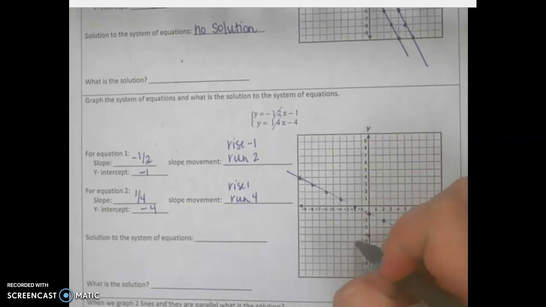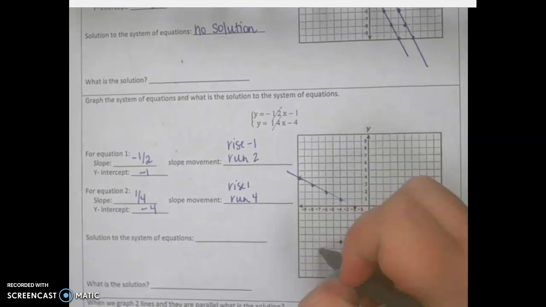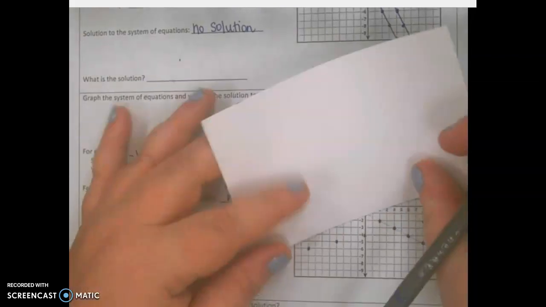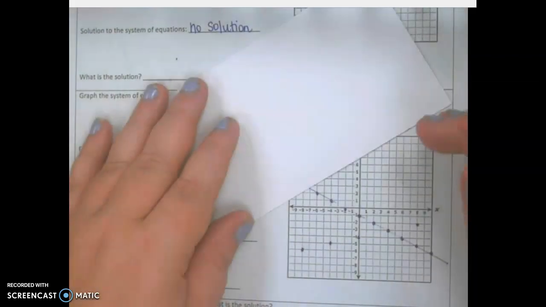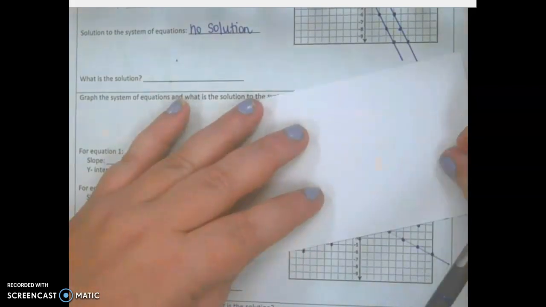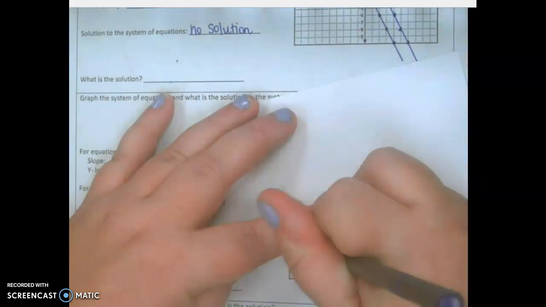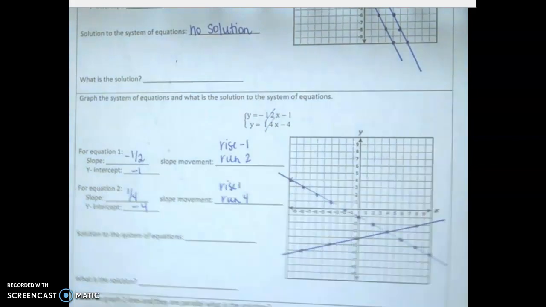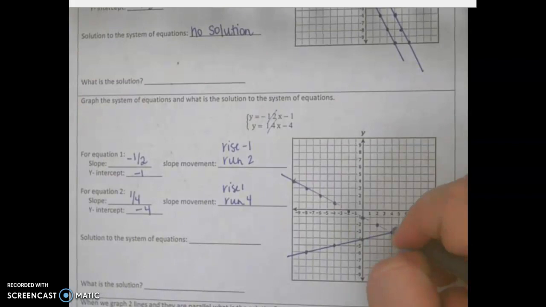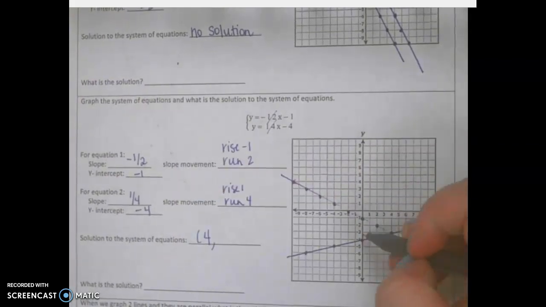Down. 1, 2, 3. Remember, in order to be one of those two special circumstances, I have to have the same slope. Uh-oh. Yep. Okay, sorry. I was looking at the wrong spot. All right. Our solutions where they intersect. So we have 4. So we're going to do 4, comma, my y value is a -3.